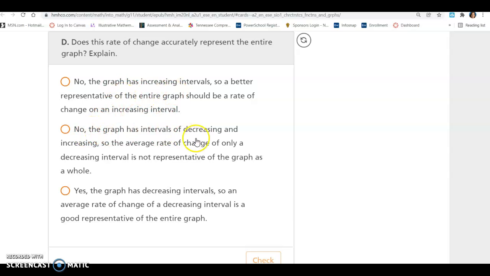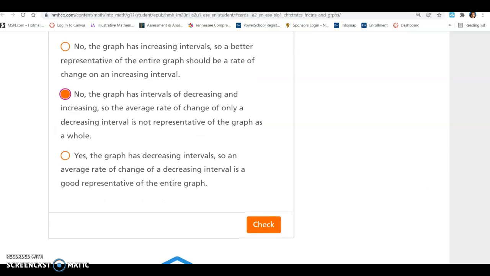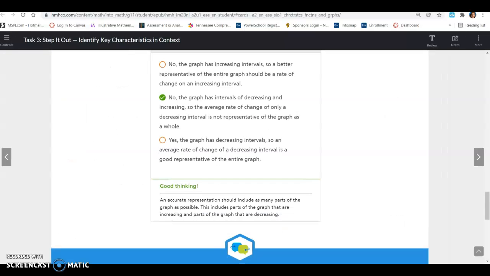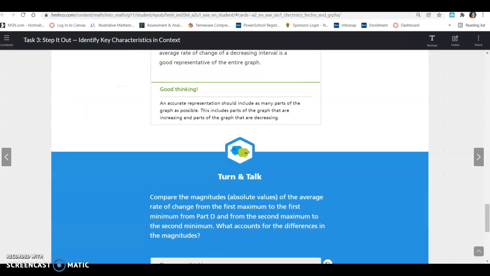So it says no, the graph has intervals of decreasing and increasing, so the average rate of change of only a decreasing portion is not representative of a graph of the whole thing. Okay, so that is true. The whole graph has both increasing and decreasing, but the portion that they asked us to look at was only decreasing, so that does not represent the entire graph. All right, that is all for task 3. If you have any questions, please let me know.